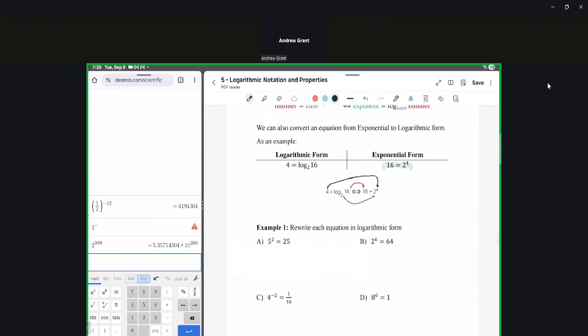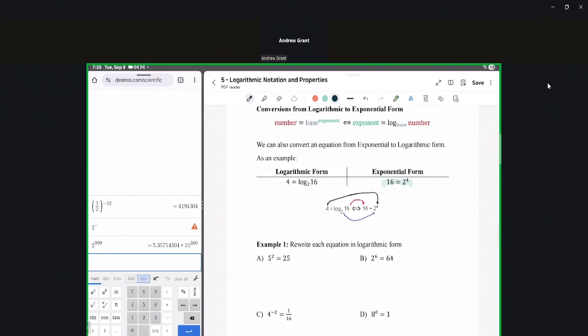So have a look at our formula. Here we have the number, which I put in red, is equal to the base, which is blue, to the exponent. And so in logarithmic form, we would say the exponent, which is going to be 2, is equal to the log of the base, which is going to be 5, of 25. Okay. That's how they're going to be related to each other.